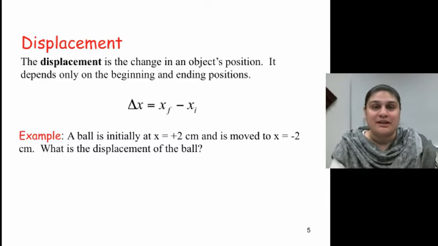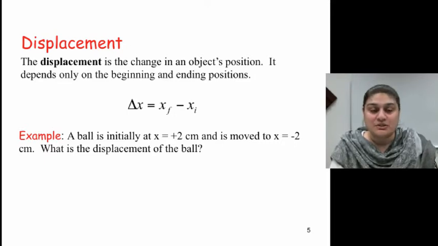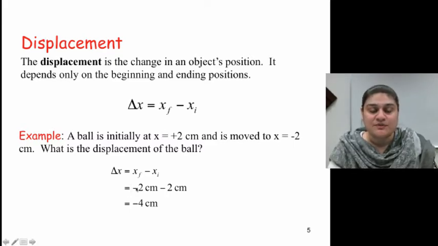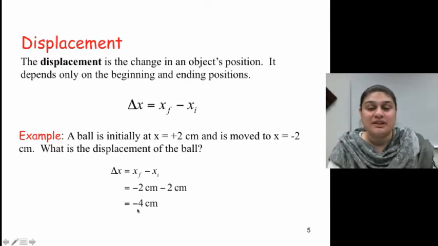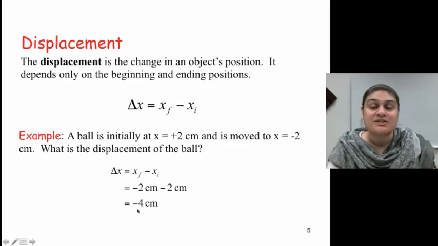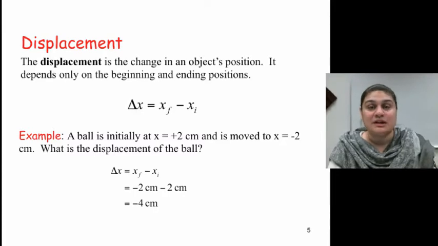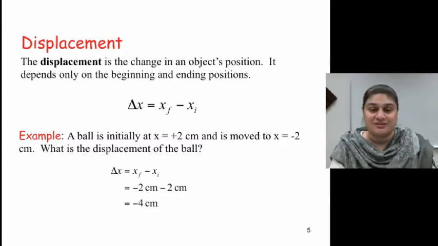So for example, if your ball is initially at x equals +2 and it is moved to x equals -2, what is the displacement of the ball? So if your object's final position is -2, you put in minus, and your initial position was +2, you put that there, so your displacement is actually equal to -4 centimeters. Again, please be aware of the minus signs. You cannot ignore the negatives when you're solving problems, especially with vectors.